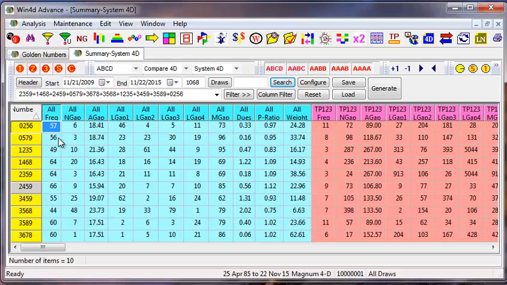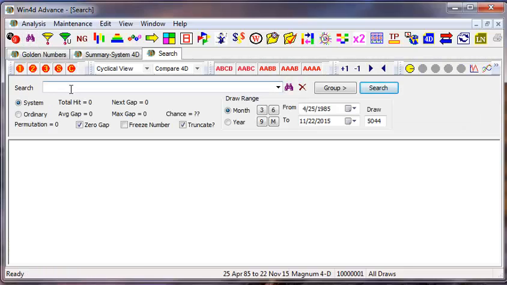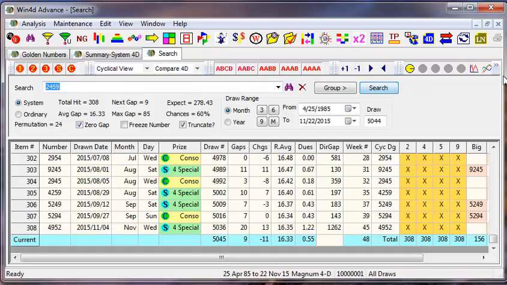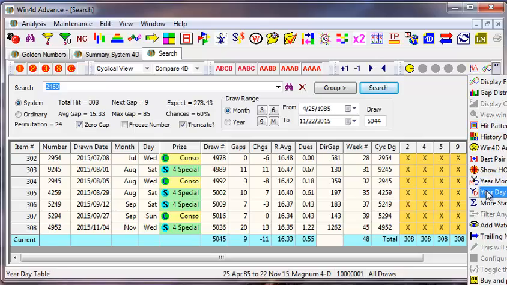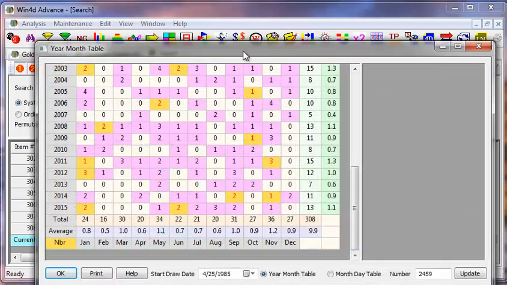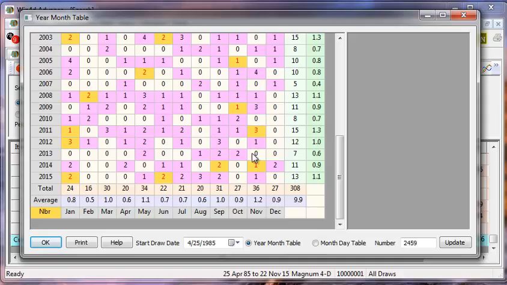Alright, so okay, let's move on to Magnum. Are you ready? Let's go. So for Magnum, same thing. Alright, we'll click on the golden numbers again. We'll also take a close look at all this season number. Right click, go to the system filter. Altogether there are 10 sets of numbers here. Alright, these are the numbers ranging from 0256 all the way to 2459.